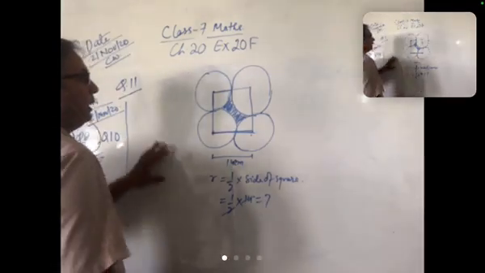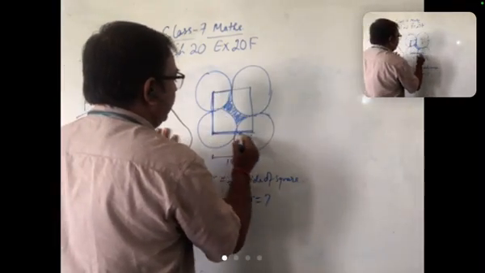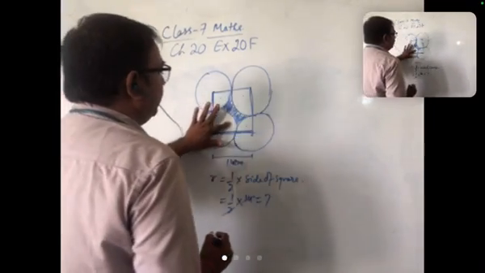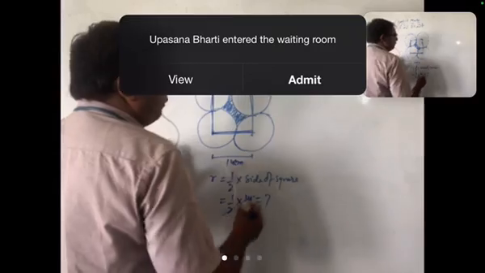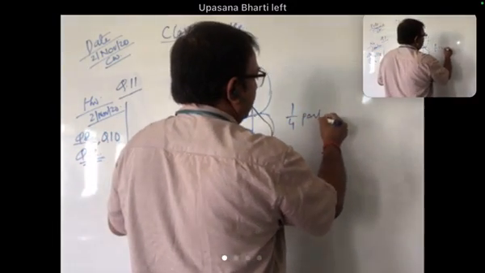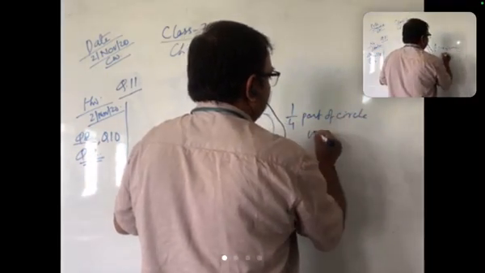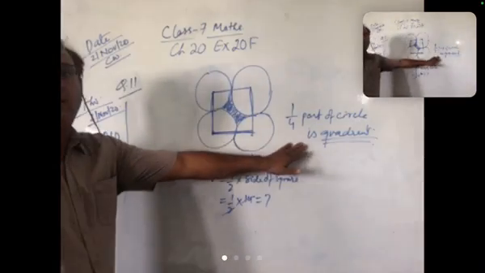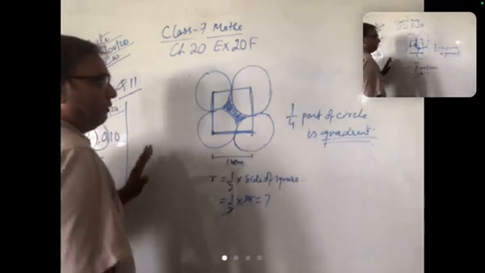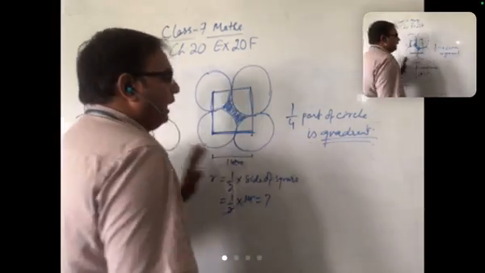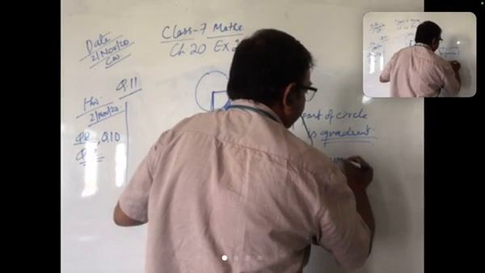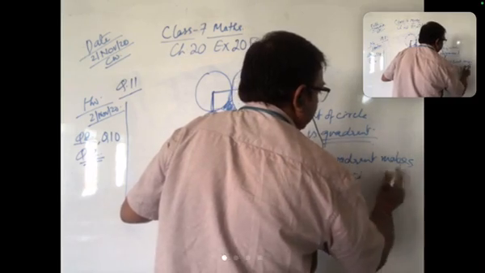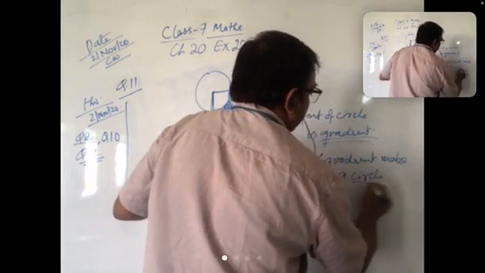Clear? Now we have to find the area of the square first, and then we have to subtract the quadrants. 1 upon 4 part of a circle is a quadrant. Is that clear? Everyone must write this in their copy. 1/4 part of a circle is called a quadrant, and four quadrants make a circle.